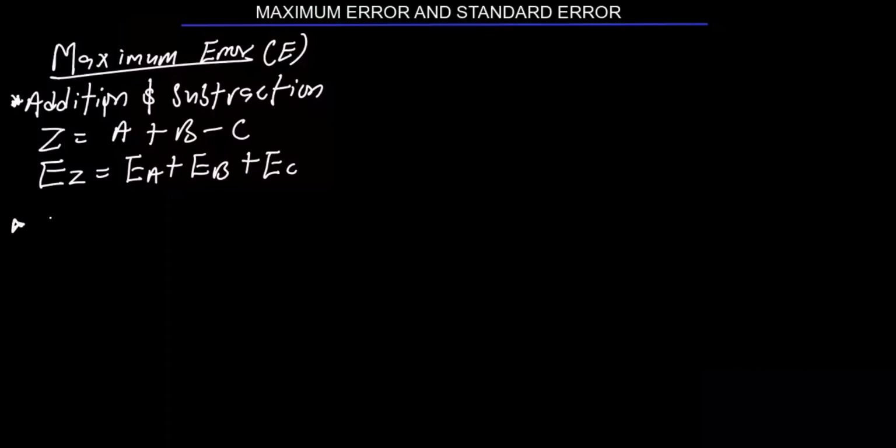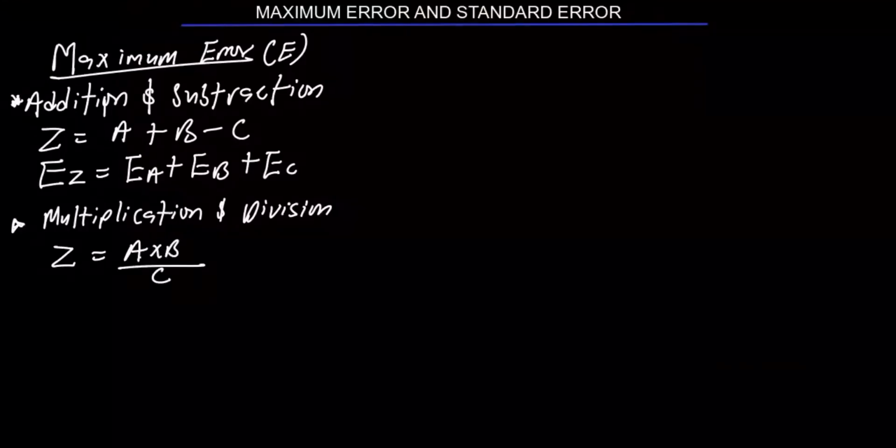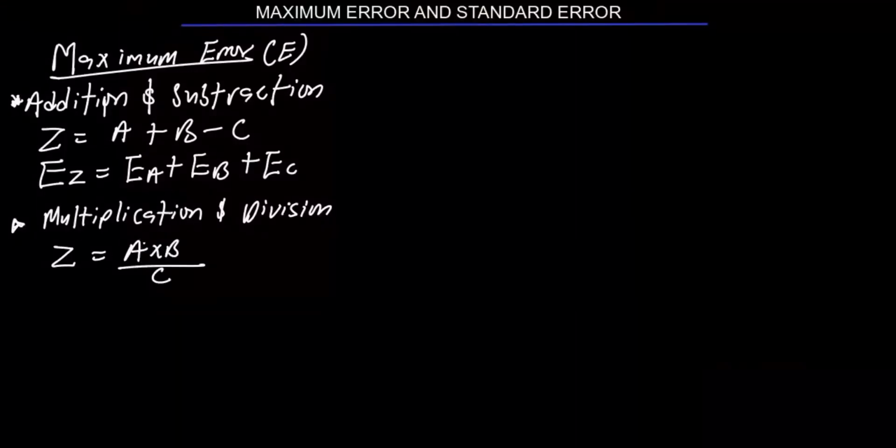Now, if your formula involves multiplication and division, how will you do it? Let me say you have Z equal A times B over C. How will you write your formula? Remember, you'll be given the value of A and the error in A, the value of B and the error in B, and also the value of C and the error in C. How will you get the error in Z whenever your formula involves multiplication and division?